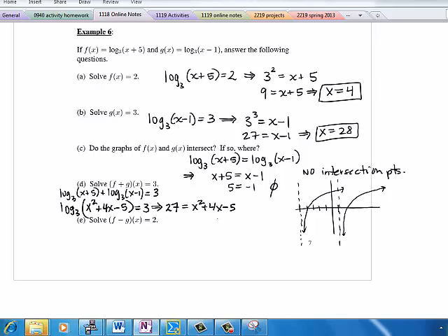Subtract 27 from both sides. It's -32, so we'll have 0 equals x plus 8 times x minus 4. x equals -8 or x equals 4. -8 doesn't make sense because it's not in the domain of the first graph or the second. So we just get x equals 4.